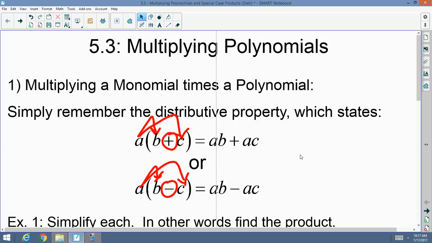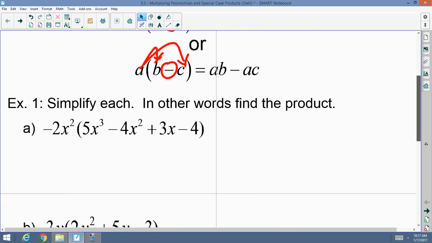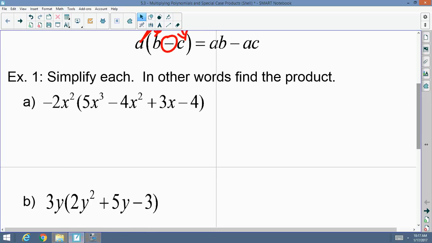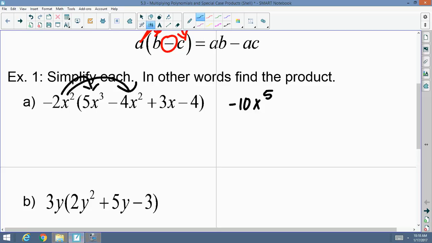So if you remember the distributive property, multiplying a monomial times a polynomial is literally the same exact thing. For example, simplify each. In other words, I'm asking you to find the product. So I have negative 2x squared times this 4-term polynomial inside of the parentheses. So I'm going to distribute. What's negative 2x squared times 5x to the third? That's right, negative 10x to the fifth, because I keep the same base and add the exponents. Then I got plus 8x to the fourth.